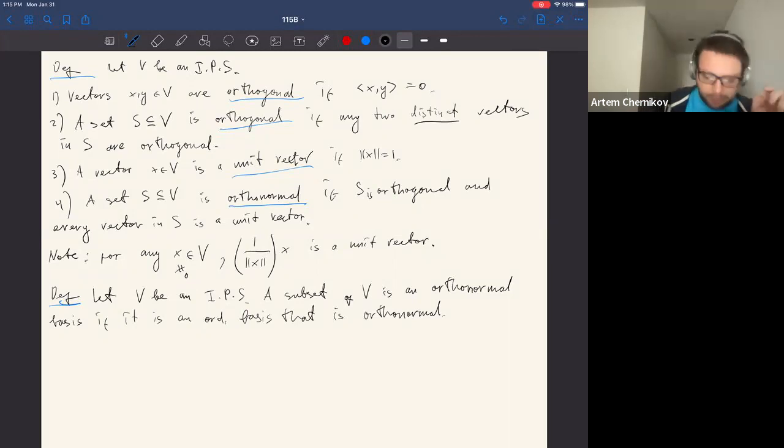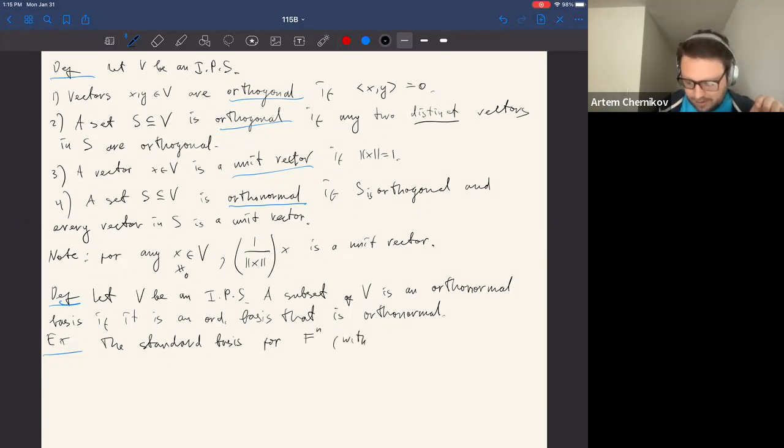All right, so for example, if you look at the standard basis for the inner product space F^n, so we think about it with the standard inner product.